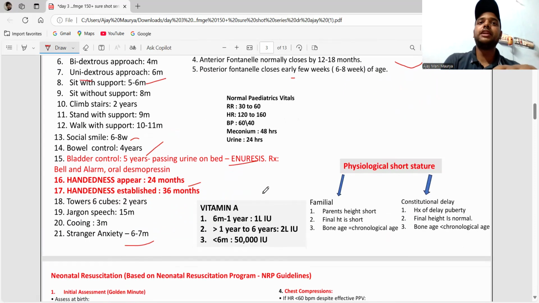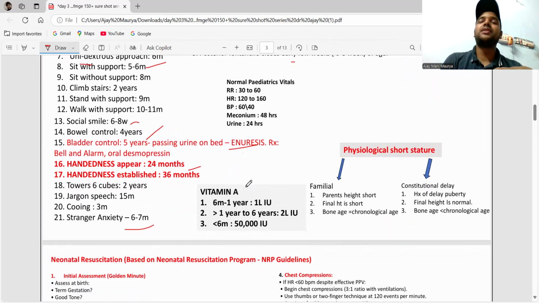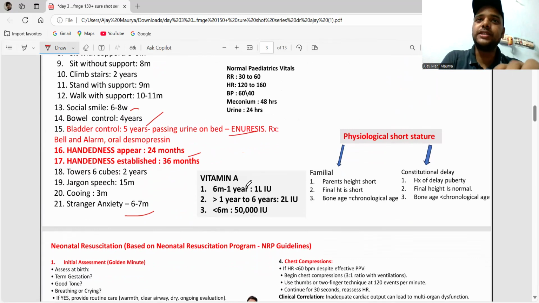Remember here, the vitamin A doses. For the 6 months to 1 year old child, you have to give 1 lakh international unit. For 1 year to 6 years, guys, you have to give 2 lakh international unit. For less than 6 months, guys, you have to give 50,000 international unit.